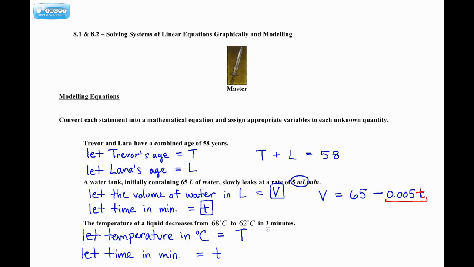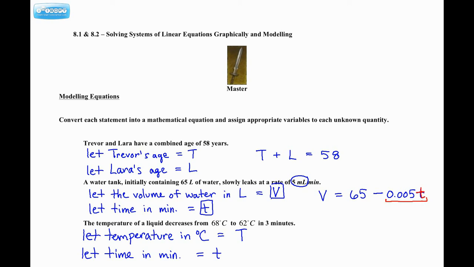Okay, so to construct the equation we're looking for, we can actually use the previous example as a bit of a guide. Here it says 5 milliliters per minute. Okay, per minute, that is what we call a unit rate, meaning it tells us what is the change for every 1 minute that passes. Well, we are told that our change is a decrease of 6 degrees, but not in 1 minute, in 3 minutes. Okay, that is not a unit rate. Okay, so if we want to use this as a guide, we need to express this as a unit rate, meaning what is the change for every 1 minute.